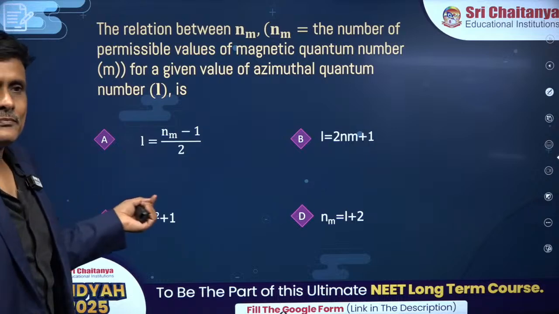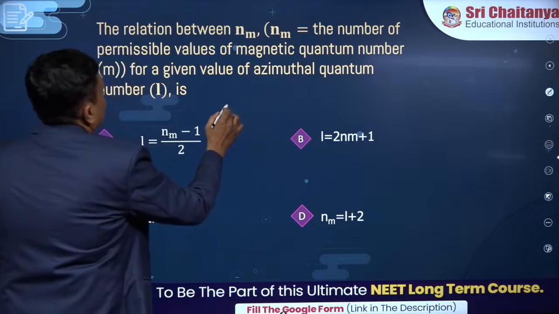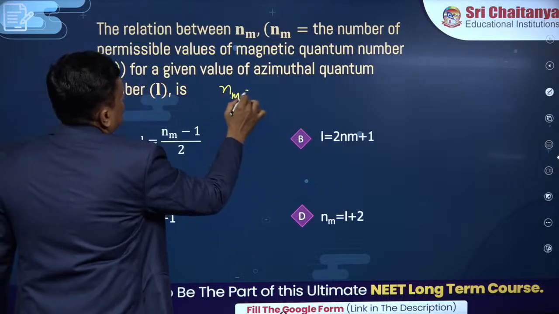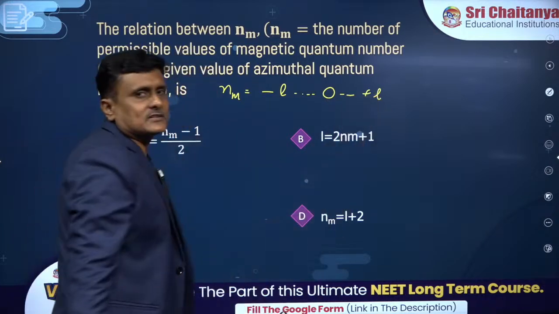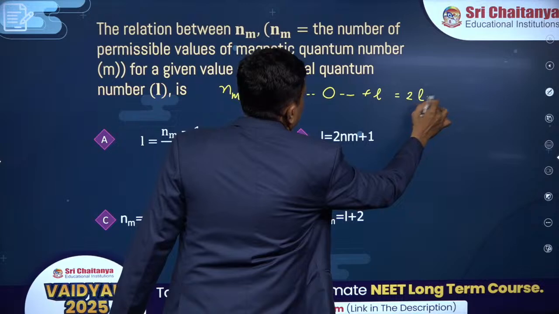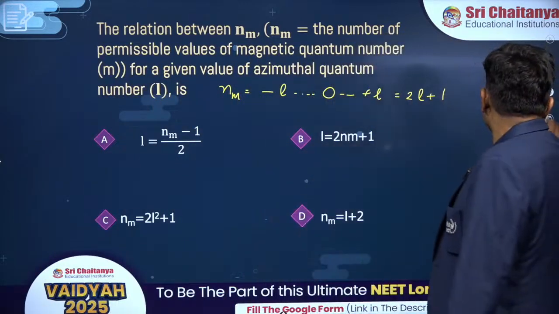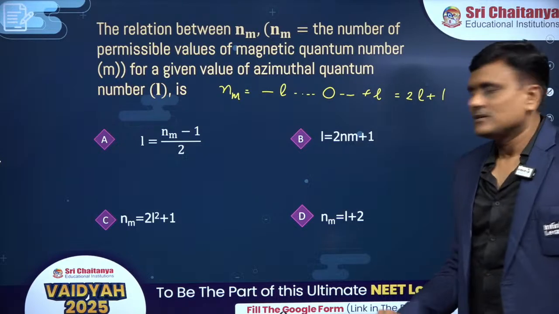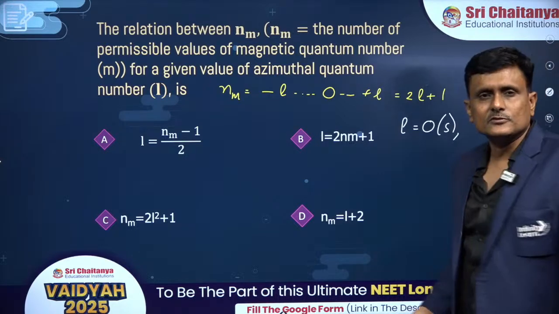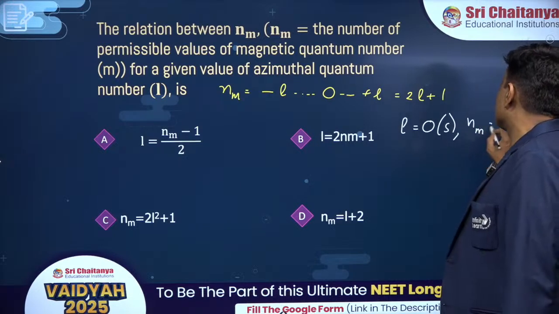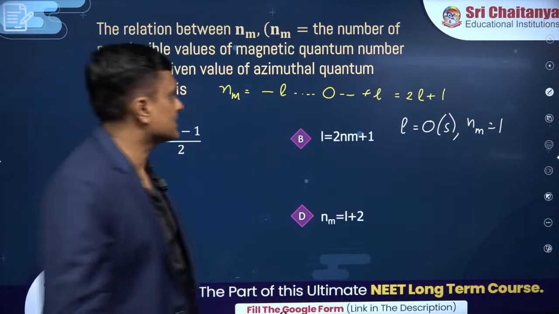Alright, now Varshini gave the answer also. So you know that the values of the magnetic quantum number vary from -L to +L, and the total number of values would be 2L+1, like you have studied, isn't it? If I take s orbital, L equal to 0, so I can have only one m value. That is why it is spherical in shape. It doesn't have any other orientation than spherical orientation.